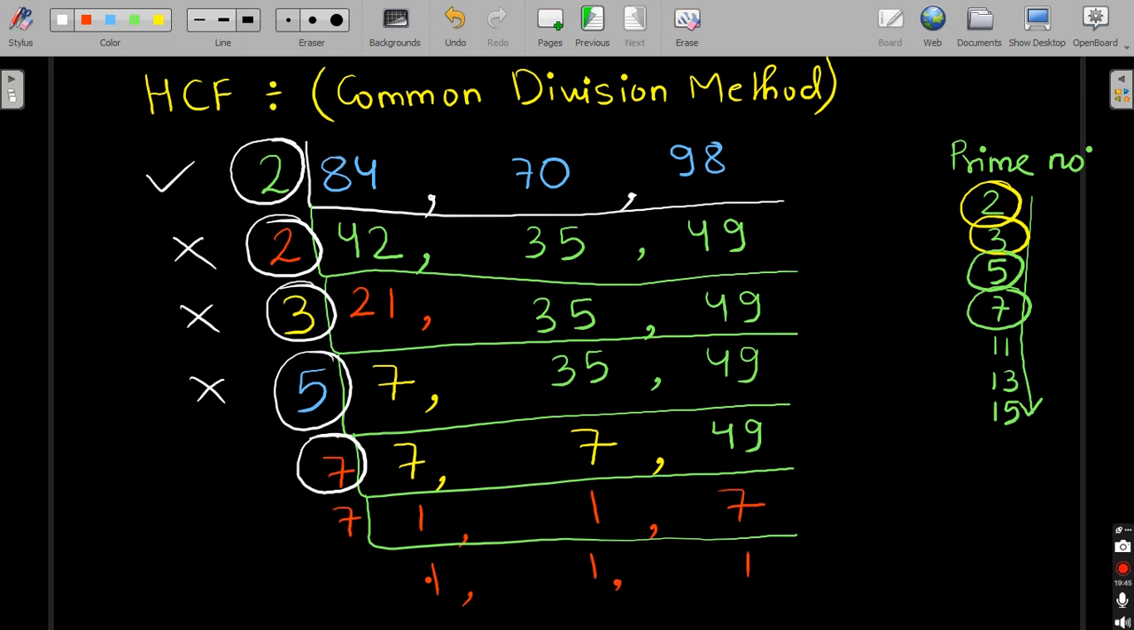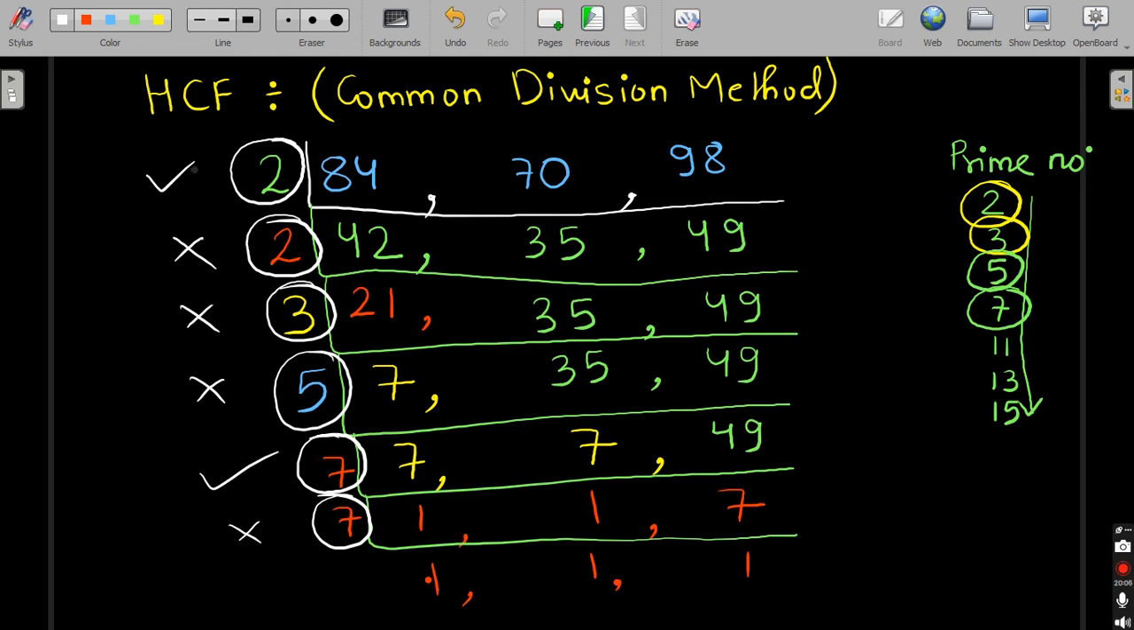Next again I will try for the 7. By 7, yes, I can divide, because 7 1s are 7, 7 1s are 7, 7 7s are 14, and all the numbers I am able to divide. Now let us move to the next number, by 7. Yes, no. So here 7, 1 is there. I can't touch. 1 also I can't divide. 7 is the only one number. This number also I will not consider.